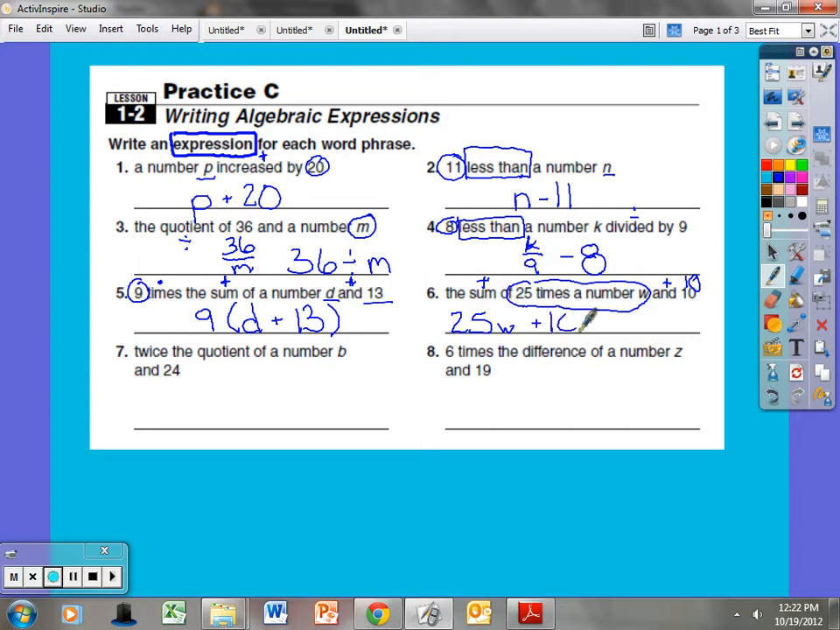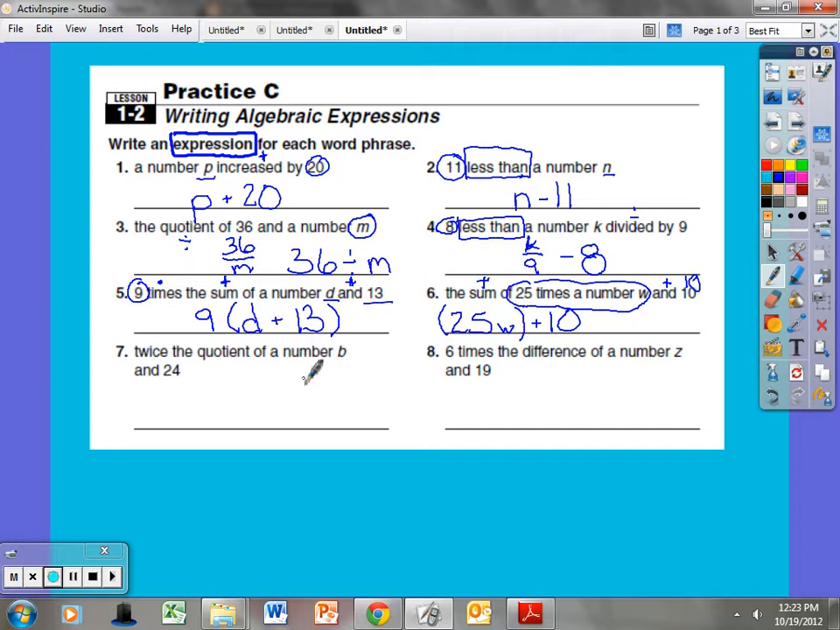Now, because of order of operations, I do not need to put this in parentheses because multiplication would always come before addition. If you wanted to do this, that is okay to show to multiply this first, but it's not needed because, again, multiplication would always come first before addition in PEMDAS.